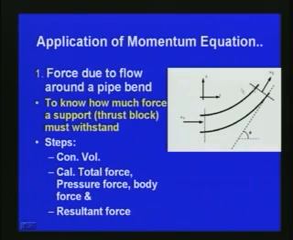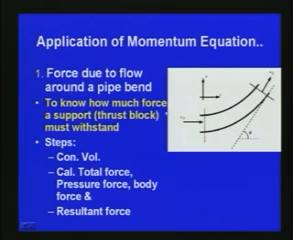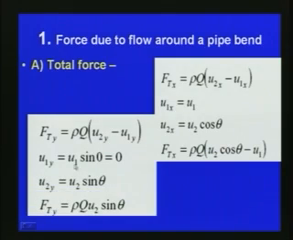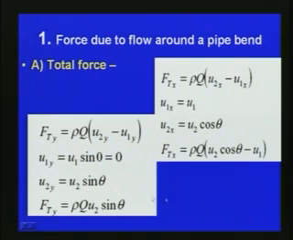So, in y direction, if you consider u2y minus u1y, rho q into (u2y minus u1y). With respect to this figure, since u1 is in the horizontal x direction, u1y will be u1 sin 0, that is equal to 0, and u2y is u2 sin theta. So, finally, Fty, the total force in y direction, is equal to rho q u2 sin theta.